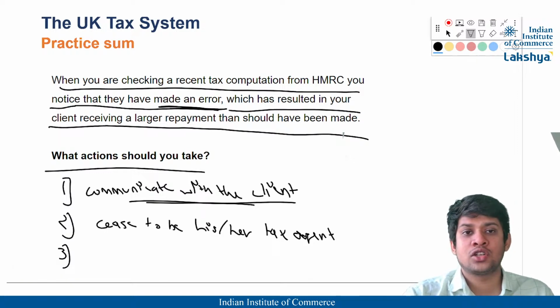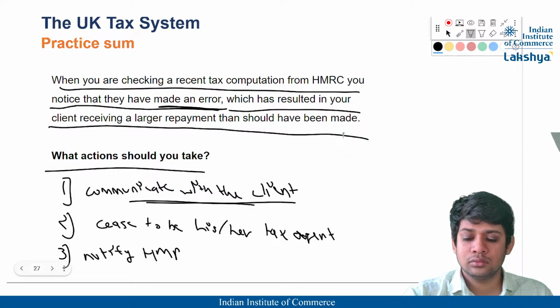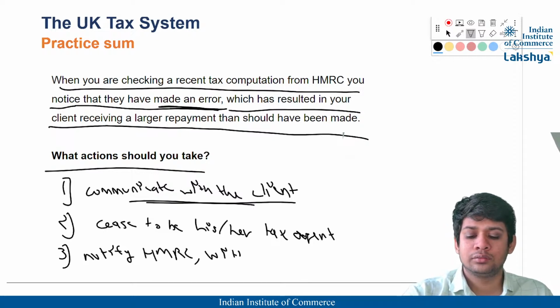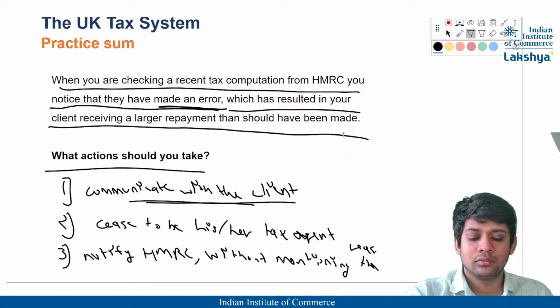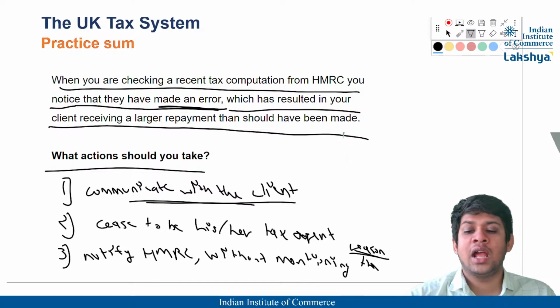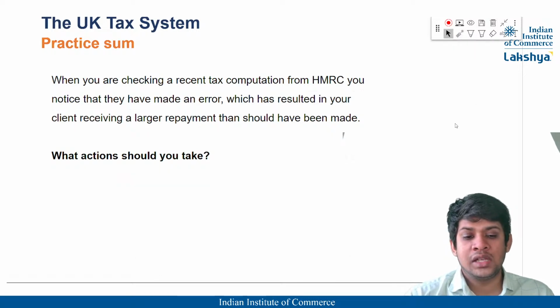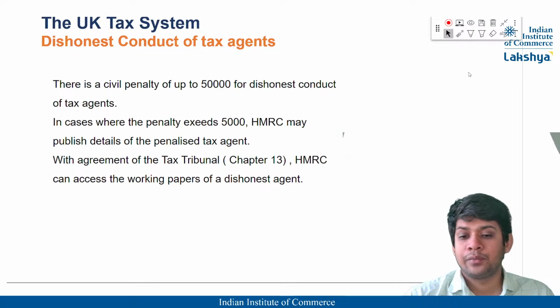I am a tax professional. I should maintain my professionalism. So I will cease to be his or her tax agent. I will notify HMRC that I have ceased to be his tax agent without mentioning the reason why. Then HMRC technically will look into the matter themselves. So these are the actions that I could take.